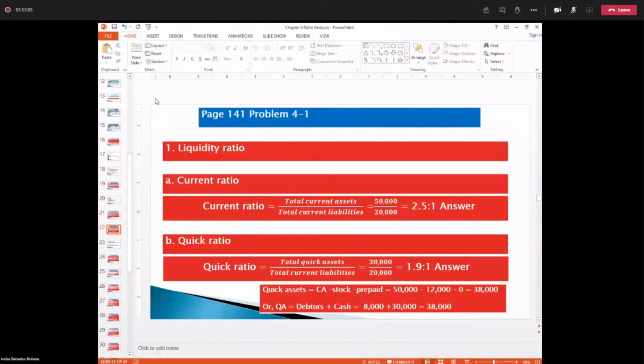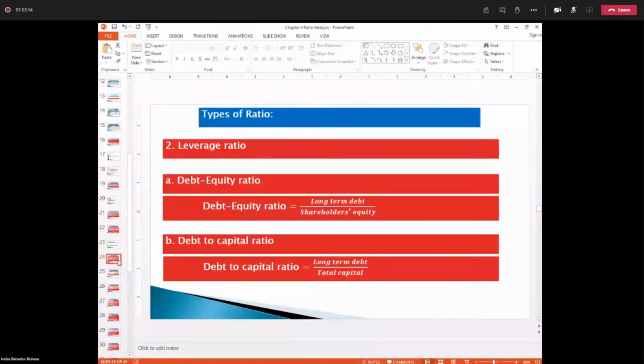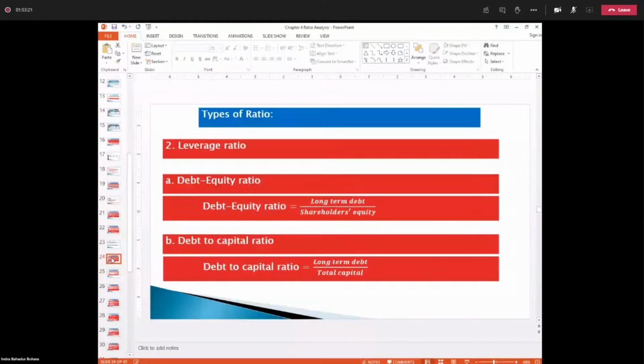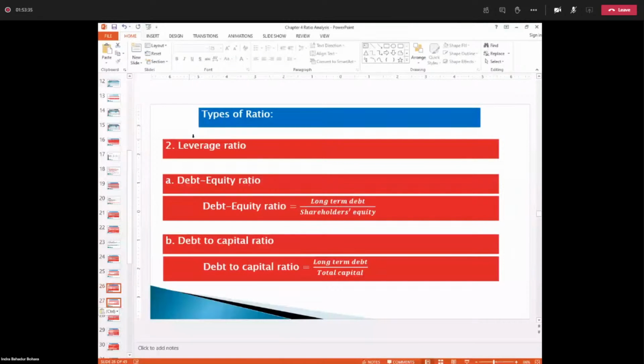Now question number 2. The required are debt equity ratio and debt to capital ratio. Debt equity ratio falls under the leverage ratio. Debt equity ratio or leverage ratio, they are under the leverage ratio.